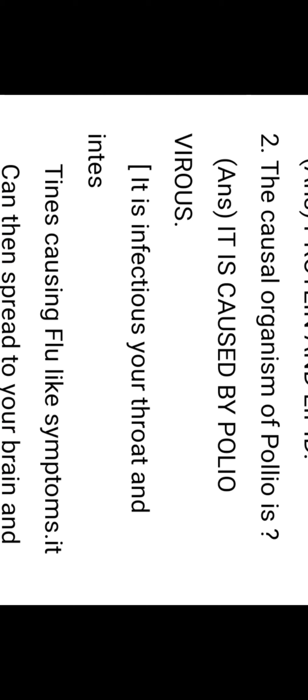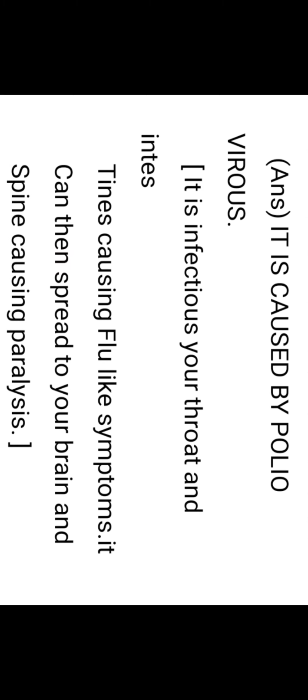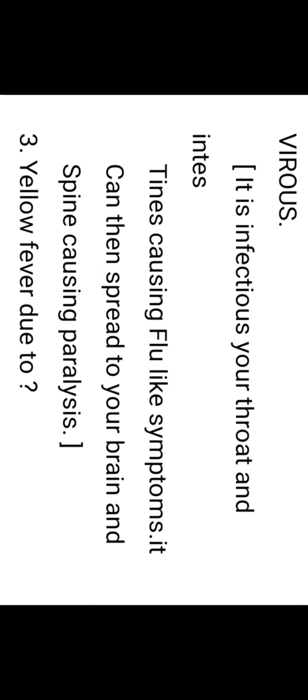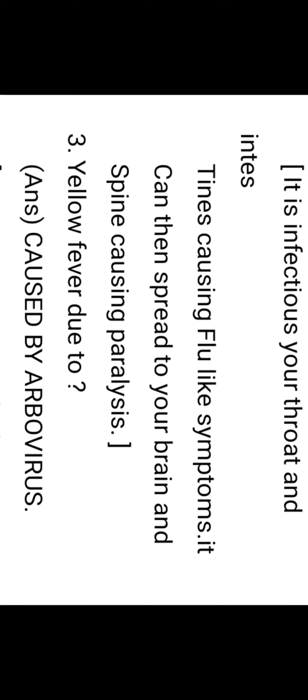The second question: the causal organism of polio. It is caused by the polio virus. It infects your throat and intestine, causes flu-like symptoms. It can spread to your brain and spinal cord, causing paralysis.